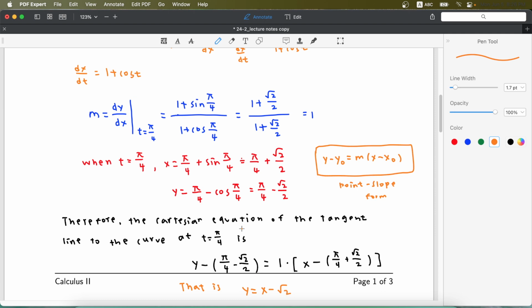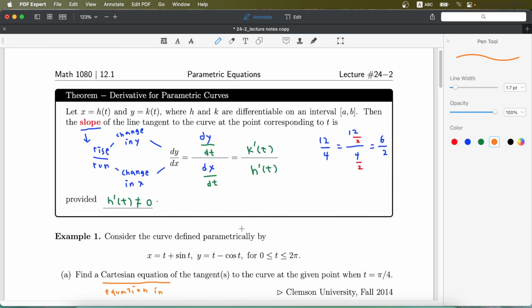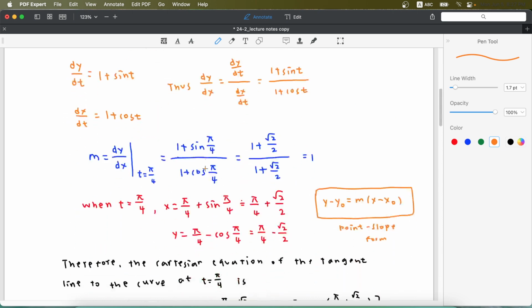Okay, let's make a quick review. Notice that the slope, no matter what equations you're using, is always rise over run. It's always dy over dx. The way we find dy over dx using parametric equations is to find dy over dt and dx over dt respectively, and then divide dy over dt by dx over dt. Next, let's take a look at page 2.